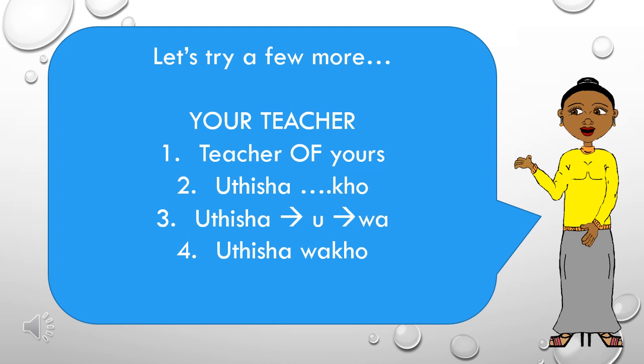Your teacher. Step 1. Change it to say teacher of yours. Step 2. Translate. Utisha, something, ko. Step 3. Figure out what the of is. Utisha, subject concord is u. Go to the table. U takes wa. Step 4. Add it all together. Utisha wako.